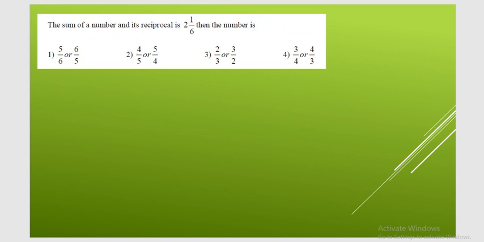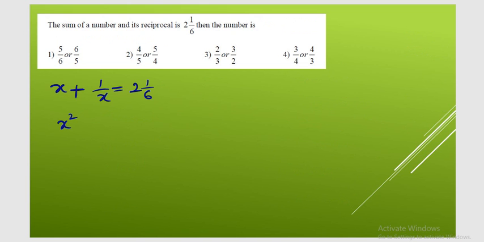So this is also from quadratic equations. So what he has given: the sum of a number and its reciprocal. So if I consider a number as x, then its reciprocal is 1 by x, and he said the sum, so that's why we have taken plus. So x plus 1 by x is equal to 2 1 by 6.